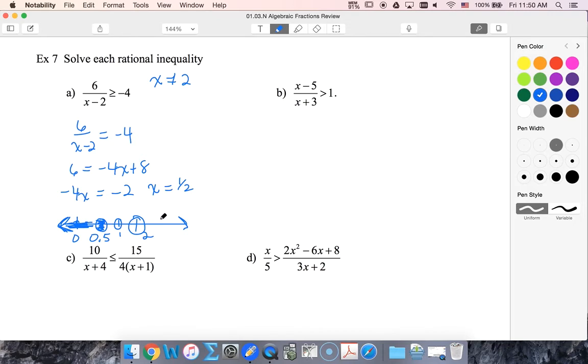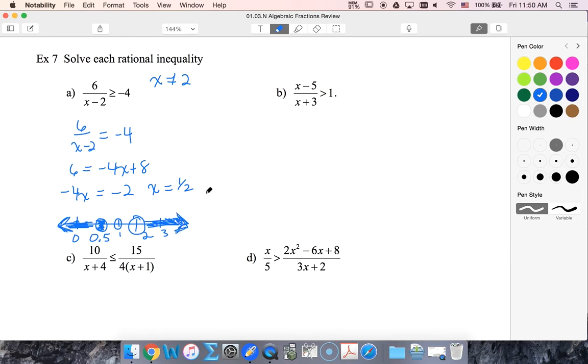And now let's test 3. So 3 minus 2 is 1. So that's going to be positive, which will obviously be greater than a negative. Anything that is greater than 2 will give me a positive value, which will always be greater than a negative.